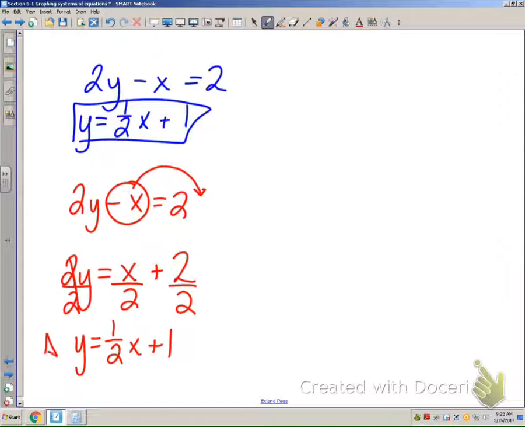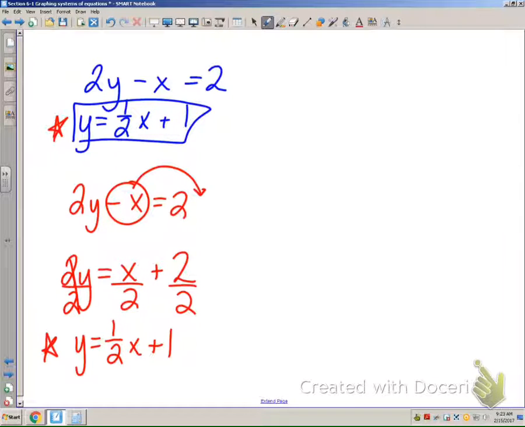That looks oddly familiar. It's the exact same equation as this. So if I was to plot the blue and then plot the red, they're the exact same line. They have the same slope, the same y-intercept. Therefore, we know that one lies on top of the other one.